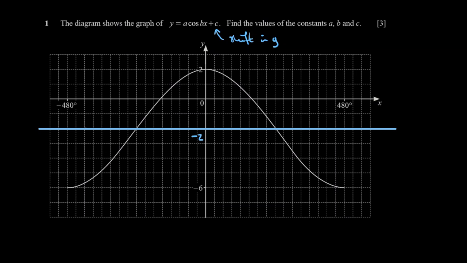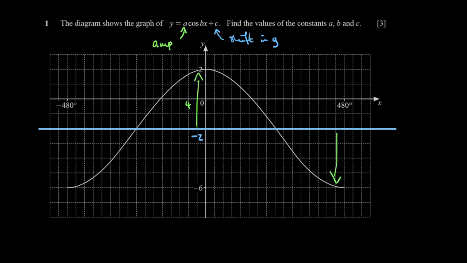Okay, then, having done that, probably finding A is the next easy thing to do. What's A? A is the amplitude. And the amplitude is the distance from the center line up to the peak, or the center line down to the trough. Okay, and what's that distance? Well, it's going to be 4, right? That distance there is 4, so A is equal to 4.